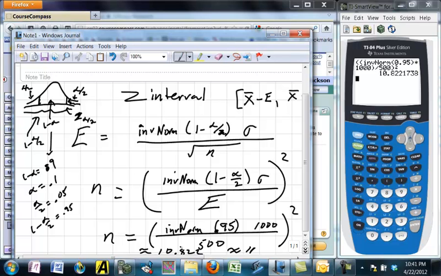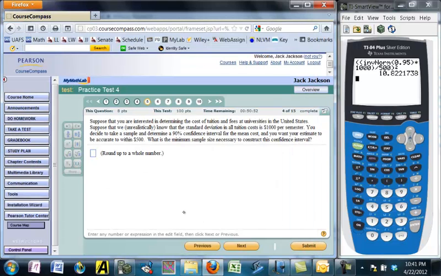Okay, because if we get just a little bit bigger sample size, that's going to give us either a little bit higher confidence level or a little bit smaller interval. We can live with either one, but what we can't get as good is if we don't get this big. So we need 11 for this. So round, and it reminds you, round up to a whole number.